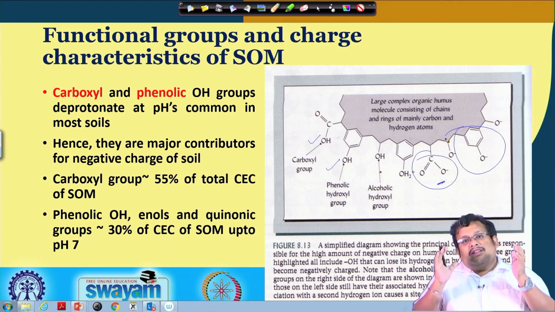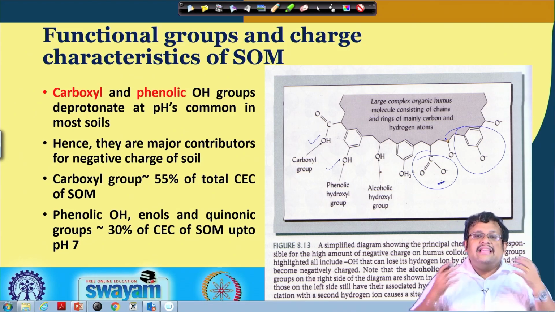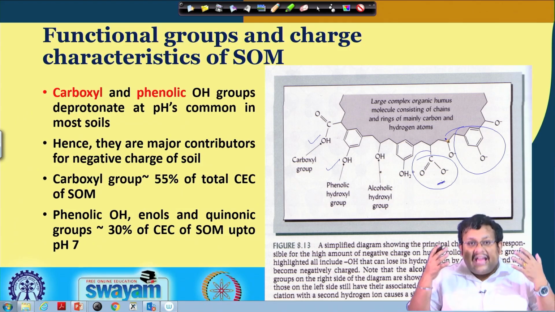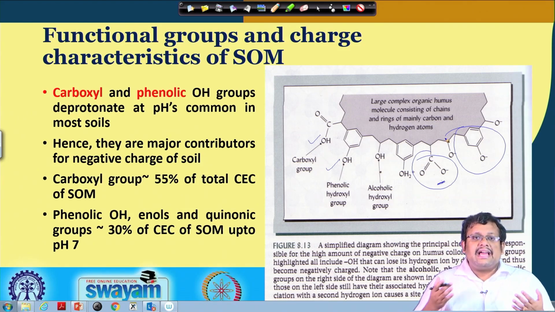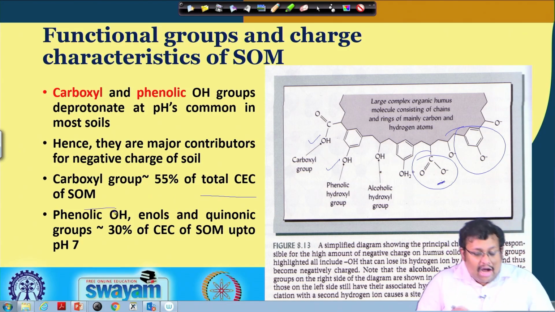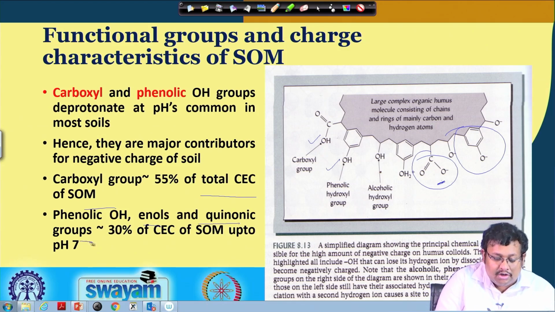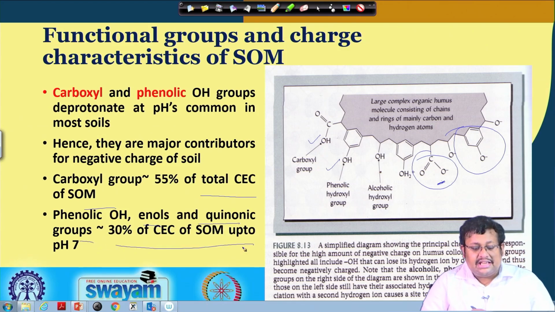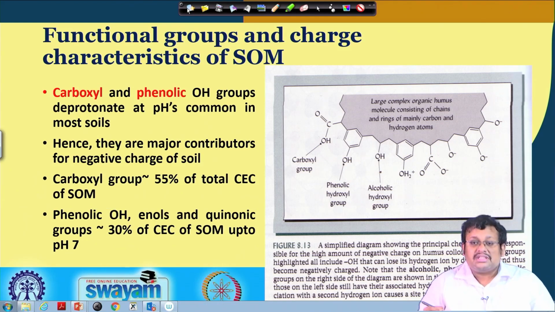That is why when the organic matter is higher in any soil, that soil will have higher cation exchange capacity, and as a result that soil is considered more nutrient rich because it can attract positively charged cations. Now, remember that the carboxyl group contributes 55% of the total cation exchange capacity of the soil organic matter. However, phenolic hydroxyl groups, enols and quinonic groups produce around 30% of the CEC of the soil organic matter up to pH 7. So, this is very important. The carboxyl group is the major producer of the negative charge or CEC, followed by phenol and other groups.